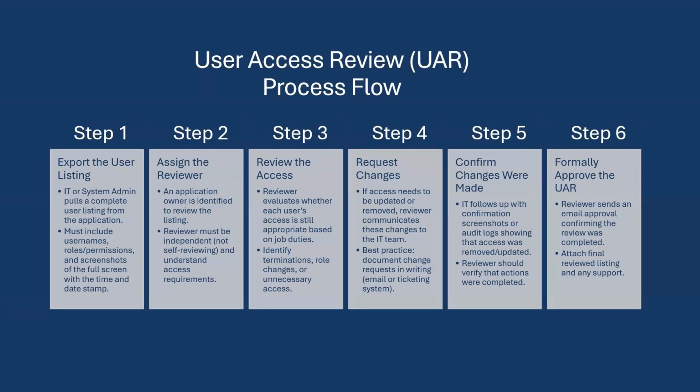Step three, review the access, right? The reviewer evaluates whether each user's access is still appropriate based on job duties. That's where more data on the user list, the better, right? And then identify terminations, role changes, unnecessary access. Again, this goes back to step two. Step two is essential. You need the right person to review in order to do step three.